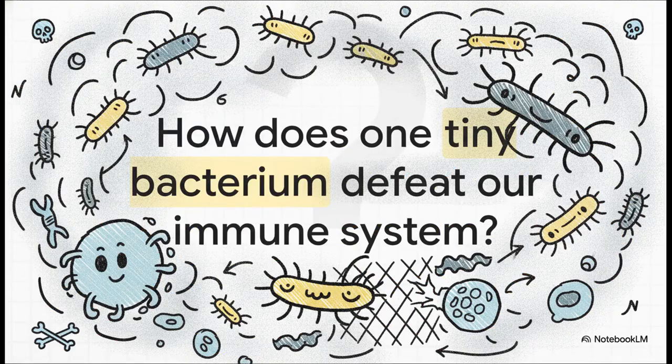Which brings us right to the core mystery of our explainer today. To truly understand death tolls in the hundreds of millions, we have to ask, how on earth does this tiny pathogen pull off the ultimate cellular heist? I mean, how does it enter our bodies and completely dismantle our incredibly sophisticated innate immune system? Let's take a look.